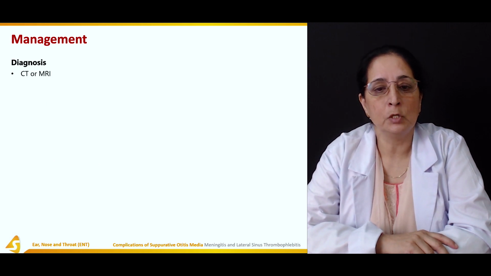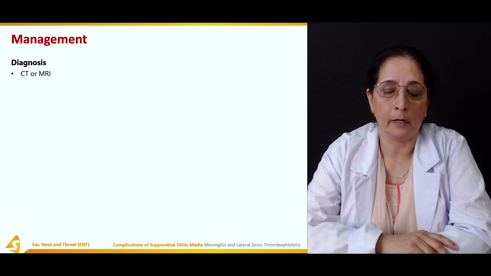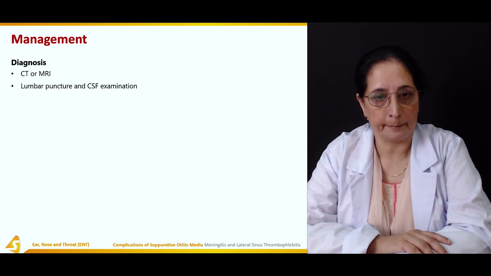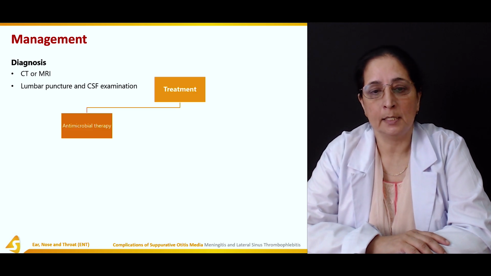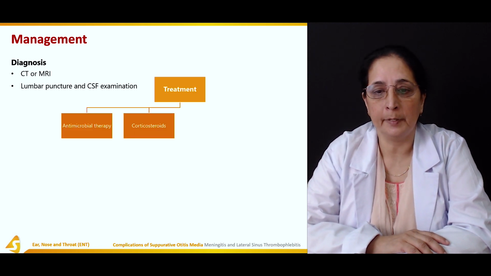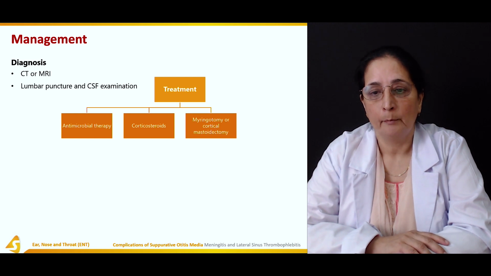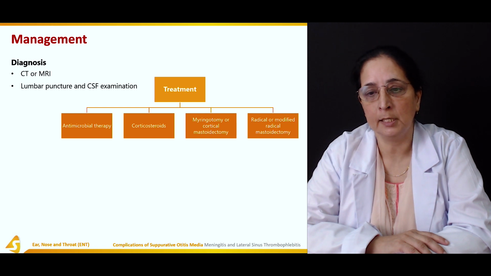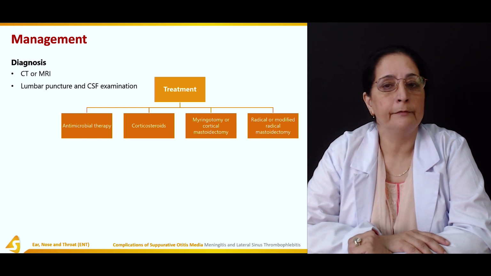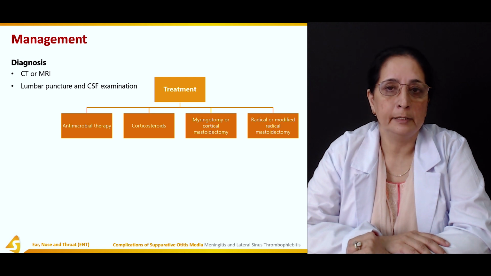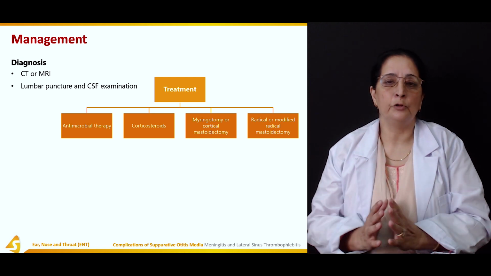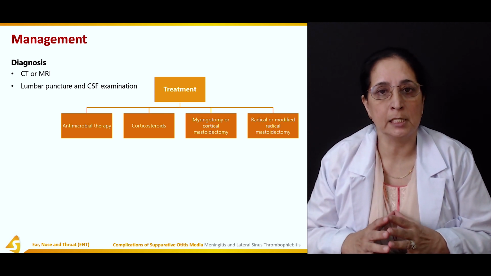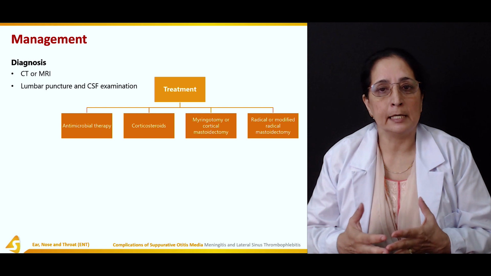Management is diagnosis with CT scan or MRI, lumbar puncture, and CSF examination. Treatment is antimicrobial therapy, corticosteroids, myringotomy or cortical mastoidectomy, and radical or modified mastoidectomy. All these treatments can be performed. Usually, meningitis has a good prognosis if treated early with antibiotics.